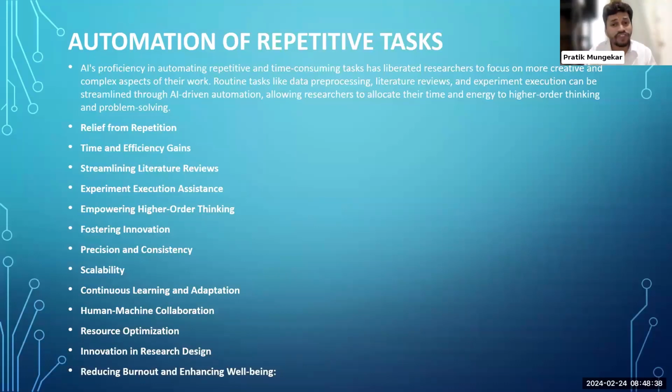So AI's proficiency overall in automating repetitive tasks is not just about making things easier. It's about empowering researchers to be more efficient, creative, and most importantly, innovative. So by freeing them from the burden of monotonous tasks, AI allows researchers to focus on the exciting and challenging aspects of their work, ultimately contributing to the advancement of knowledge and scientific discovery.